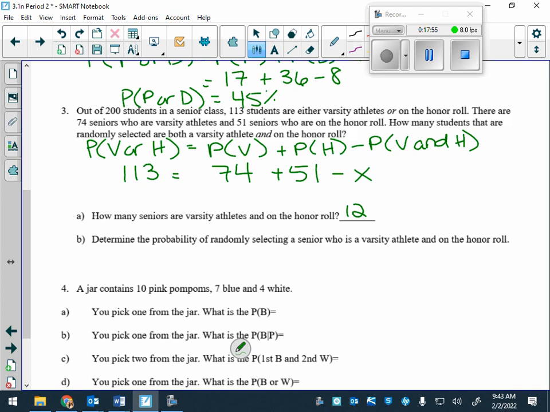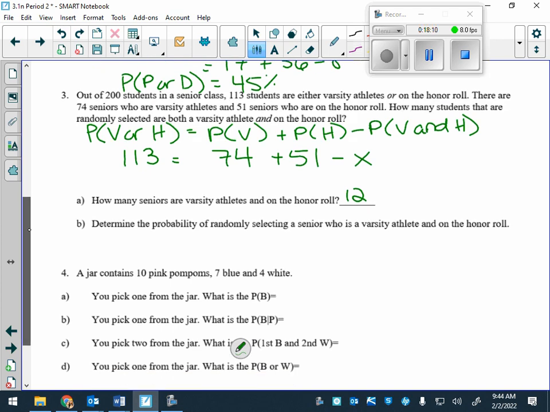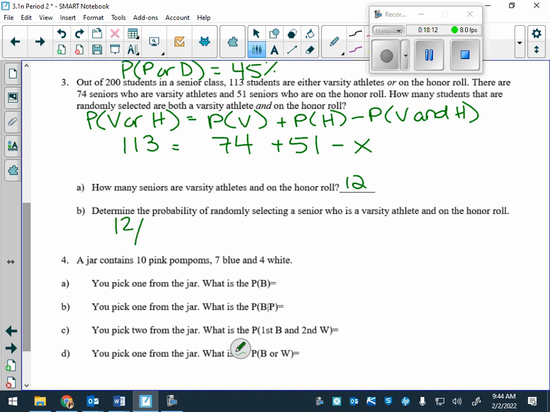Determine the probability of randomly selecting a senior who is a varsity athlete and on the honor roll. So now it's asking for probability. What would that look like? Perfect. Okay, so there is where the formula comes into play. Do you have to use it all the time? Absolutely not. If you want to use the Venn diagram, you can. Okay, so any questions?